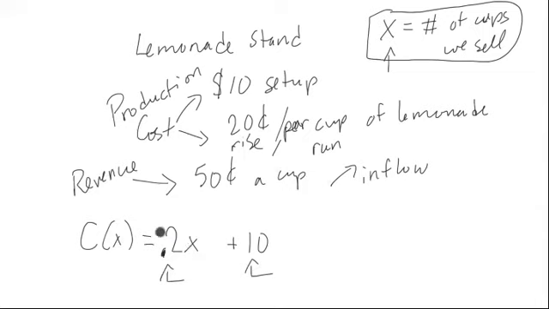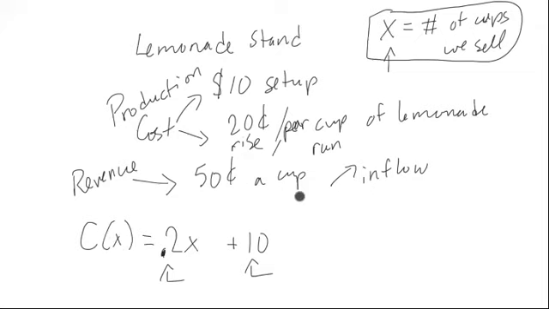Cost is equal to 0.2x plus 10. You can also think we have X cups, that's 0.2 times X is how much money it costs to get those ready. So this is our production cost function based upon getting X cups ready.